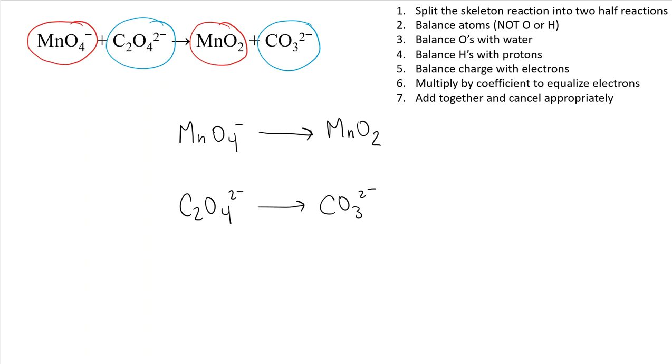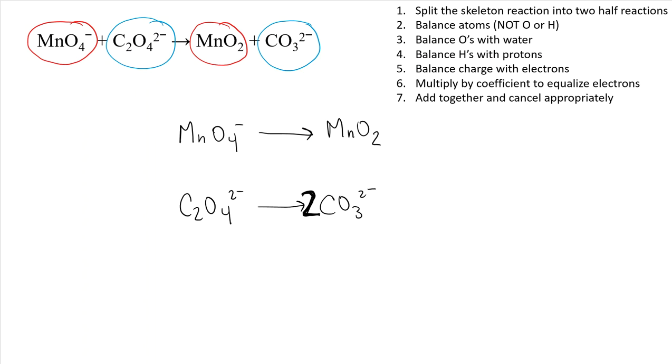Now that I've split them into half reactions, I'm going to balance atoms, not oxygen or hydrogen. So over here we have one manganese. Over here we have one manganese. That's balanced. Over here we have two carbons. Over here I only have one carbon. So to balance that, I'm going to add a coefficient of 2 in front of the carbonate ion.